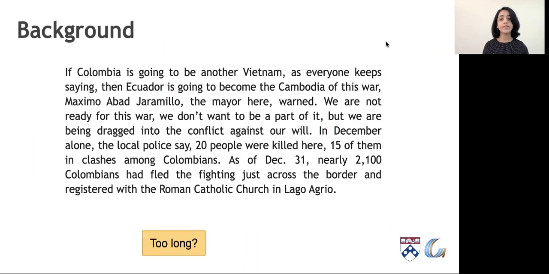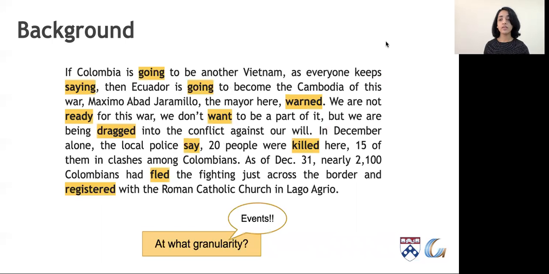Given a very long document like this or a bunch of multiple documents, it is often required to understand the entire text and then extract the key information from it. This problem of extracting the key information from text has been studied at multiple granularities. In this particular work, we have focused on events.